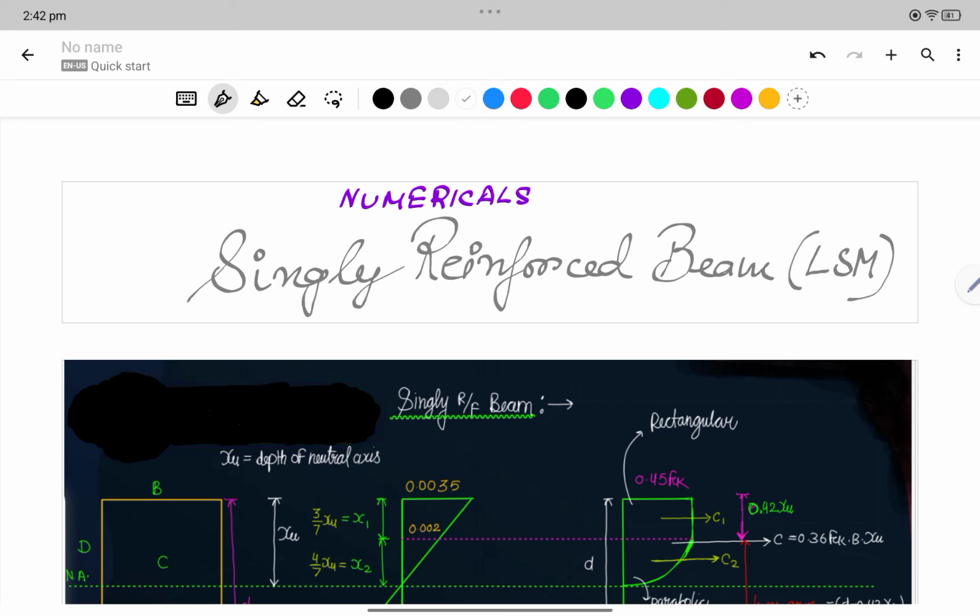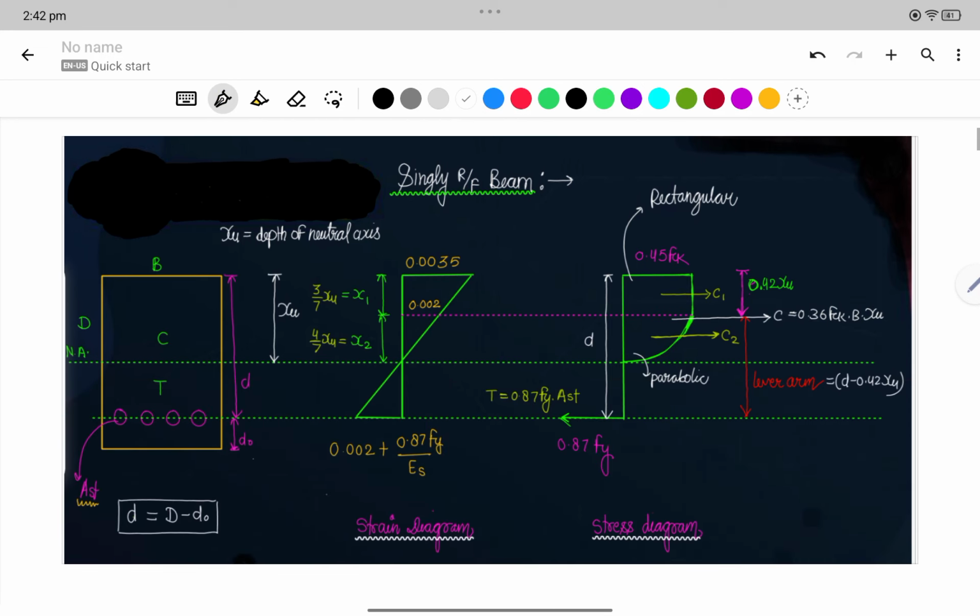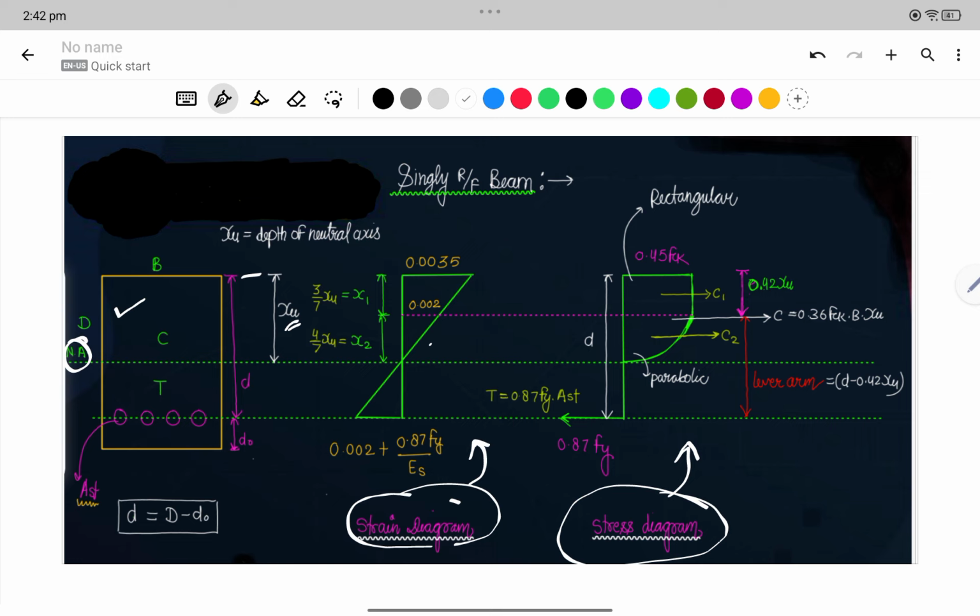Okay. See, this is a singly reinforced beam, and this is the beam. This is the strain diagram, and this is the stress diagram. So what all learnings we can take from here? See, this is the neutral axis. The depth of the neutral axis from the top of the beam is xu. Okay, and so this is the d naught.